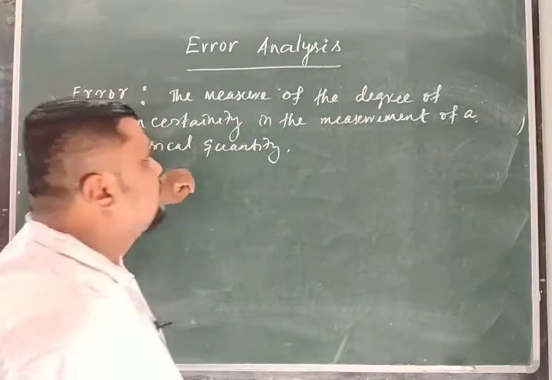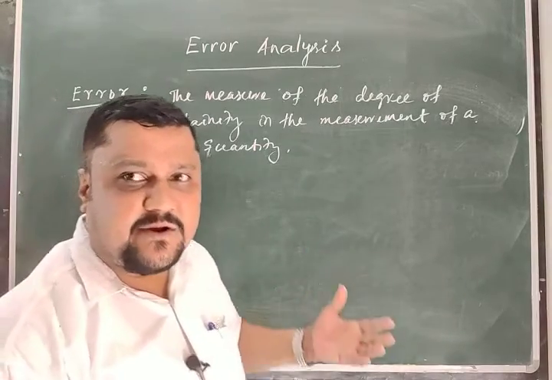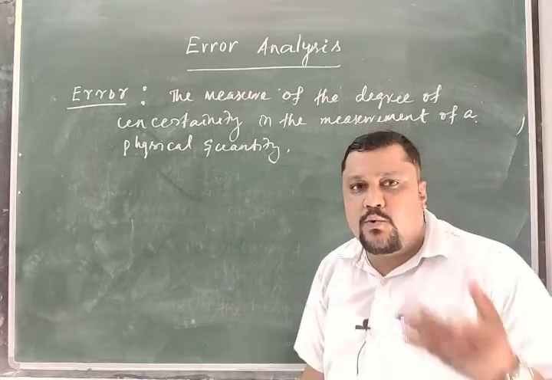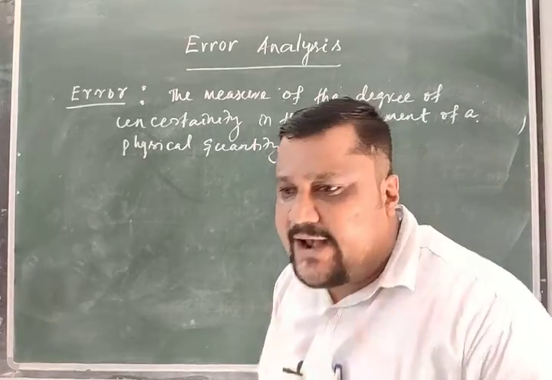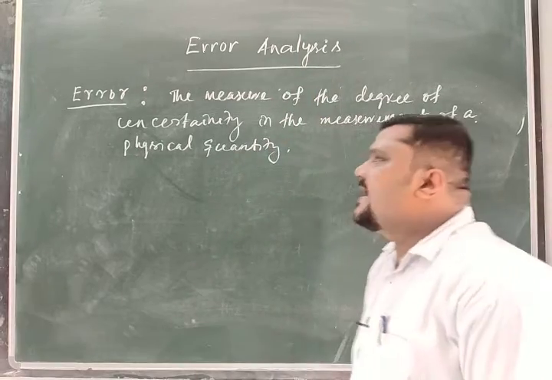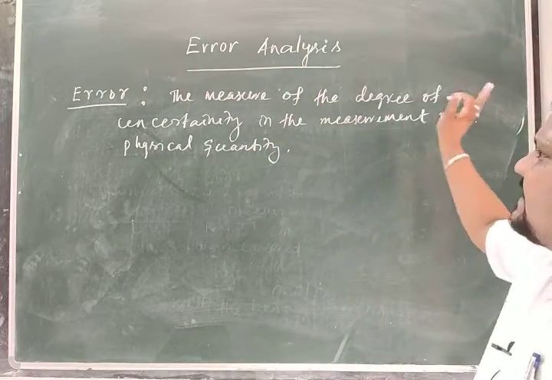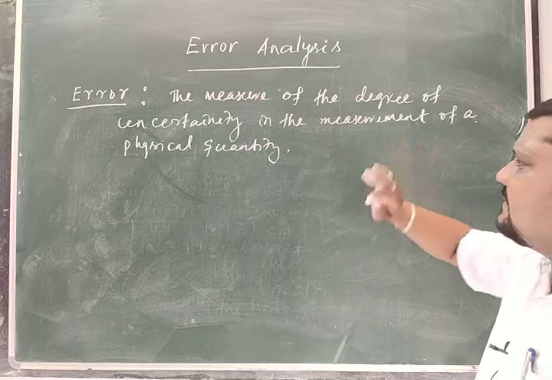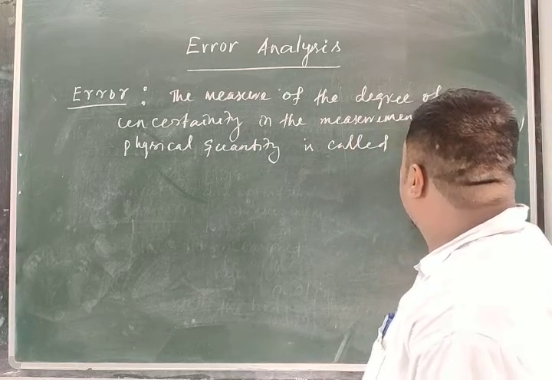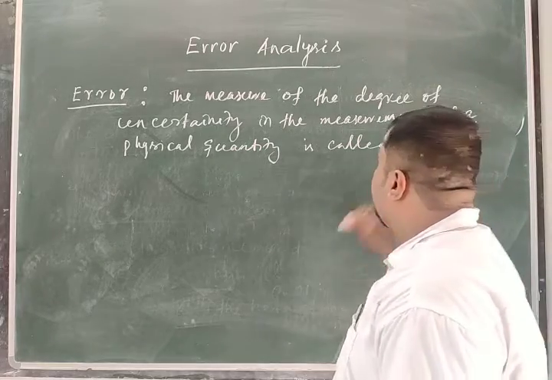So we should analyze that error, and we should try to minimize, to reduce that error. That we will discuss here as error analysis. The measure of the degree of uncertainty in the measurement of a physical quantity is called error.